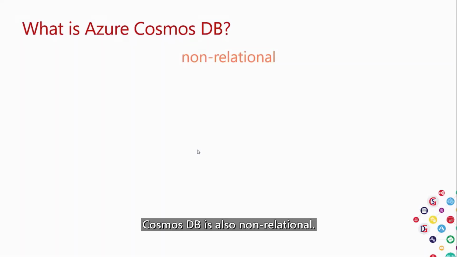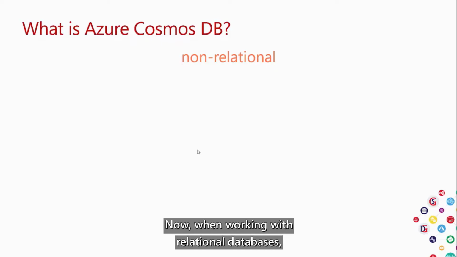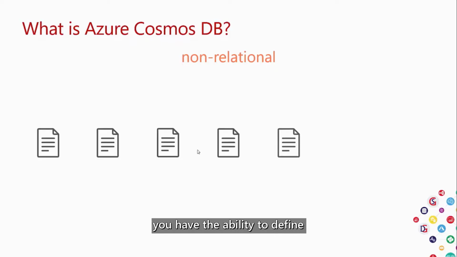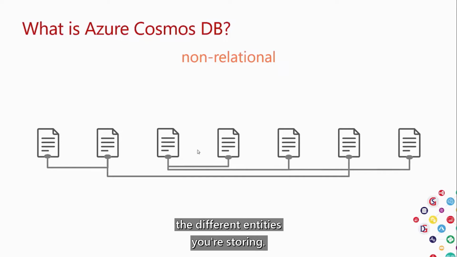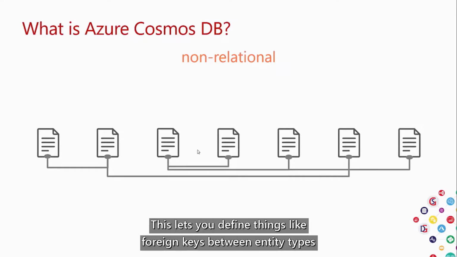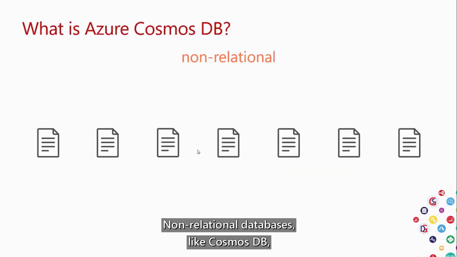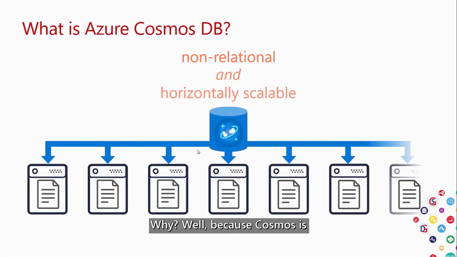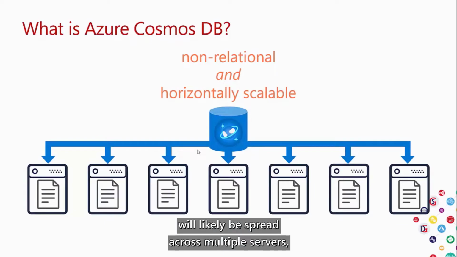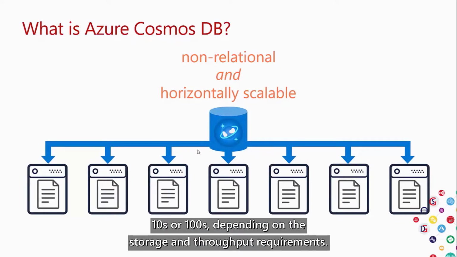Cosmos DB is also non-relational. Now, when working with relational databases, you have the ability to define relational constraints between the different entities you're storing. This lets you define things like foreign keys between entity types and perform join operations across these entity types. Non-relational databases like Cosmos DB don't implement these relational constraints. Why? Well, because Cosmos is horizontally scalable, and your data will likely be spread across multiple servers, tens or hundreds, depending on the storage and throughput requirements.